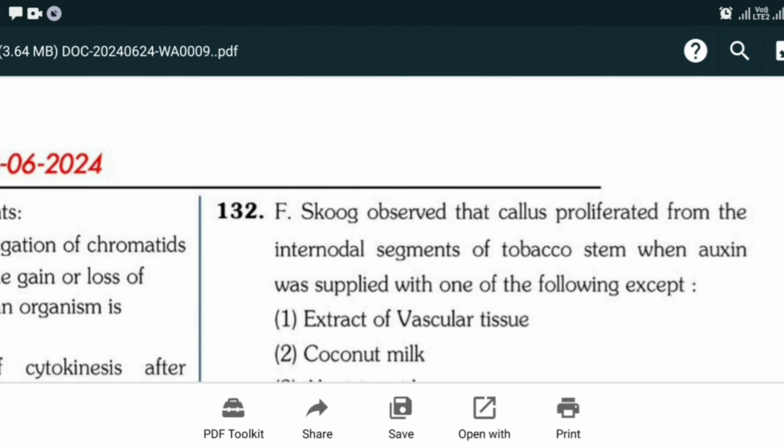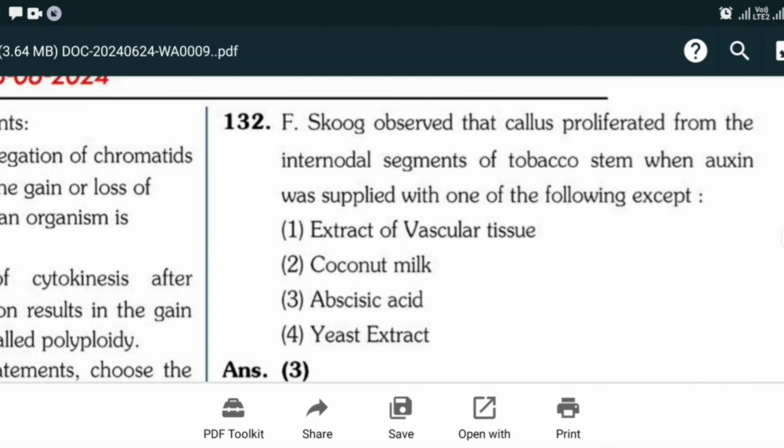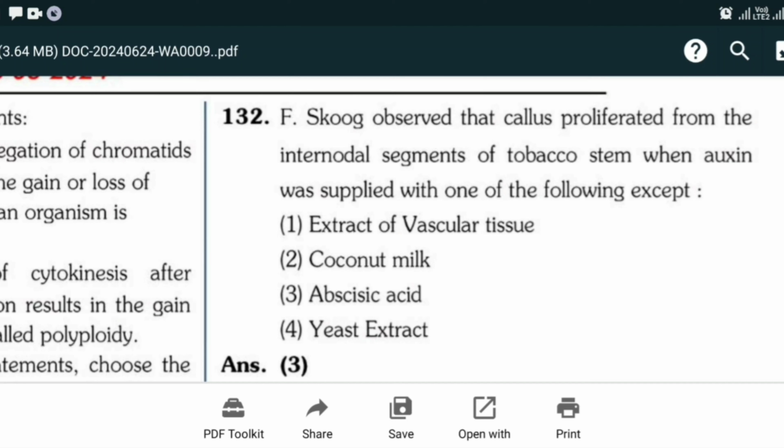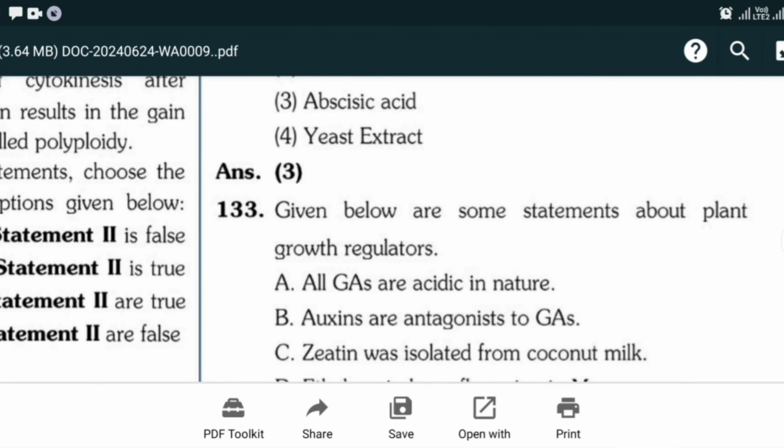Then F. Skoog observed that callus proliferated from the internodal segments of tobacco stem when auxin was supplied with one of the following, except. See, F. Skoog, during the discovery of this cytokinin, added some materials along with the auxin. All these materials include extract of vascular tissue, coconut milk and yeast extract, but not abscisic acid. So the answer will be the third option.